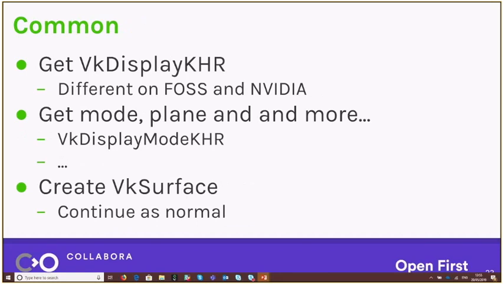So what we usually do, we get a VkDisplay, or the common thing between them. You get it somehow, we differ between the two. Then you search through all of the modes, planes, and more stuff that needs going in, like surface formats and all that degree of detail. You create a surface, and then you continue to use it like you normally would in a normal application.